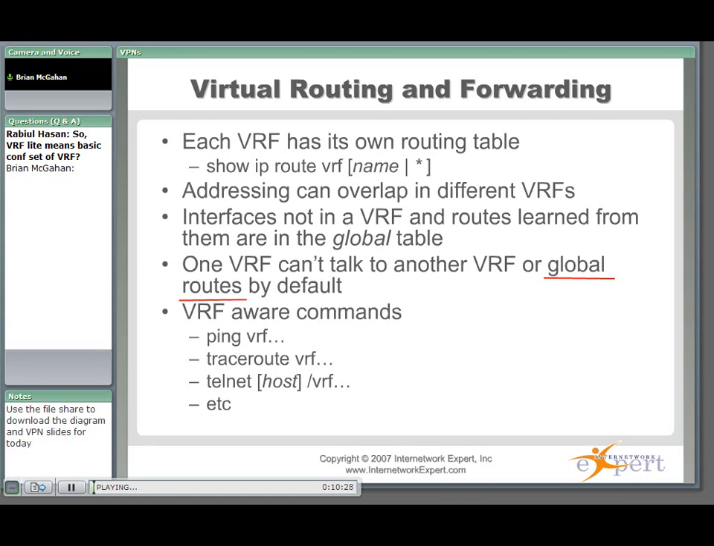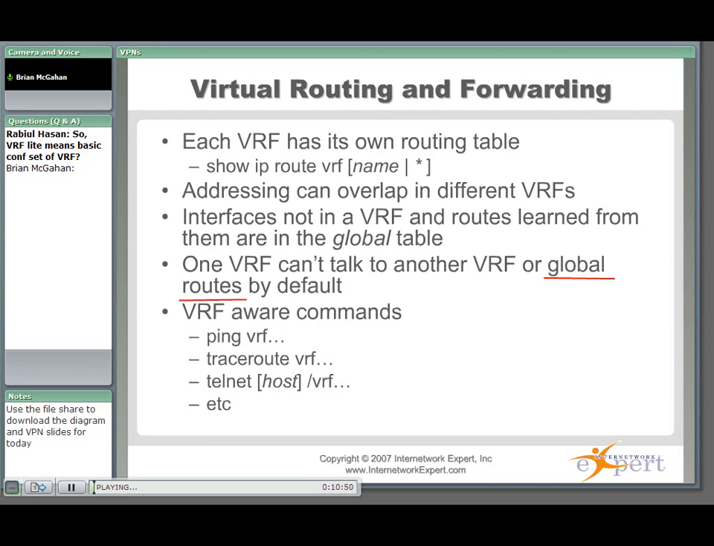Now, one of the new things that we're going to have to get familiar with whenever we're dealing with VRFs is that a lot of our basic commands in the IOS are going to change to be VRF-aware commands. For example, with the ping command, you're going to have to get used to saying ping vrf.